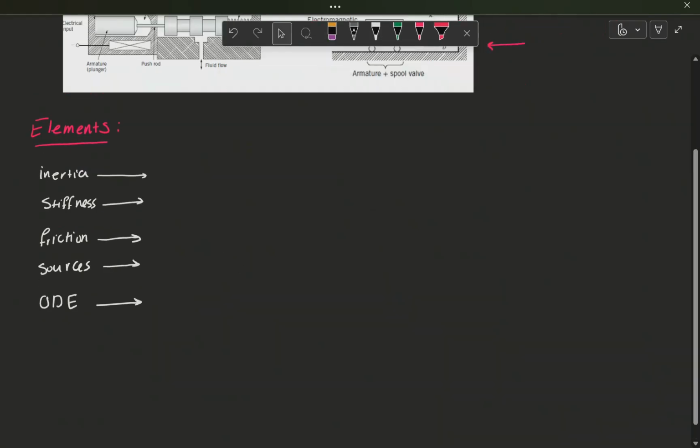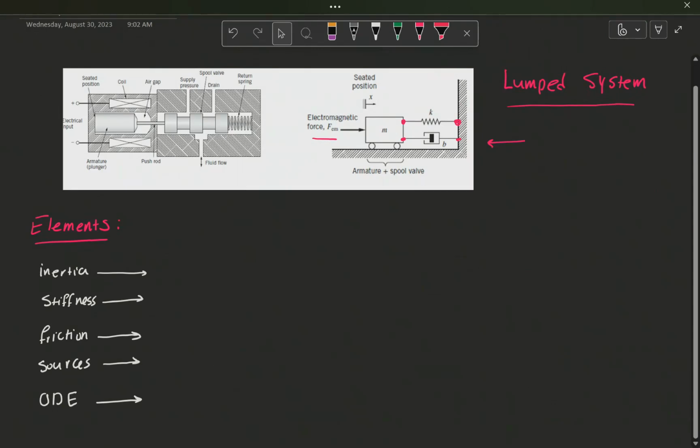Okay, let's do it together. What is my inertia element in this system? Well, it's a mechanical translation system, okay? And the only inertia element that I have is the mass m. So I'm going to write it down as m.